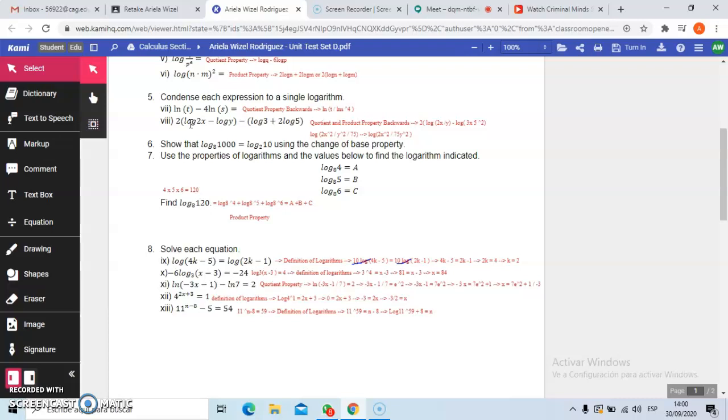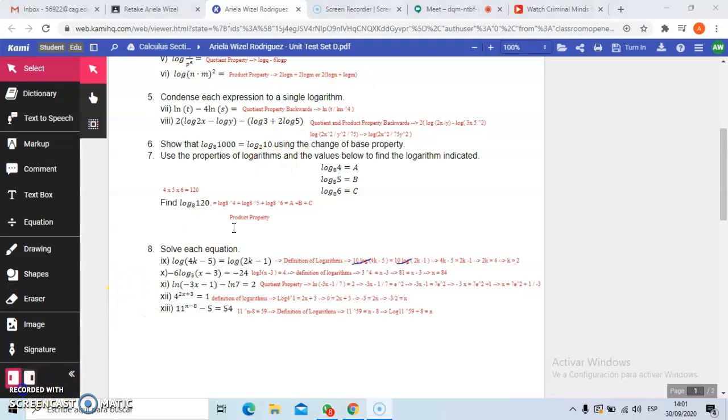And for 4b, I use the product property, which treats multiplication, and I did the same. I distributed log to both n and m, but since there is an exponent of 2 outside of the parentheses, it means that the 2 will be distributed in both of the n and the m. It can be written in both forms. I can do 2 log of n plus 2 log of m, or 2 and the parentheses of log of n plus log of m.